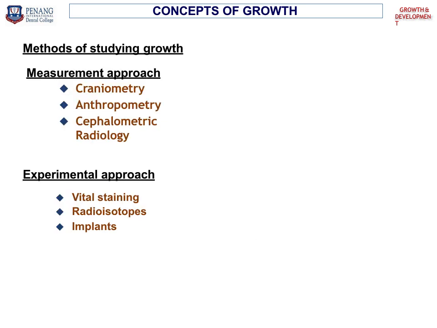Then there can be various methods of studying growth: measurement approach and experimental approach. Measurement means you just measure. Maybe you can take skulls. Using skulls, you have craniometry where you can measure the skull parts, anthropometry where you can measure any part of the body, and cephalometric radiology, where the lateral cephalograms are the most common x-rays that we subject our patients to. So you can take serial lateral cephalograms maybe after every 1 year and see how your maxilla and mandible are growing. What is the trend?